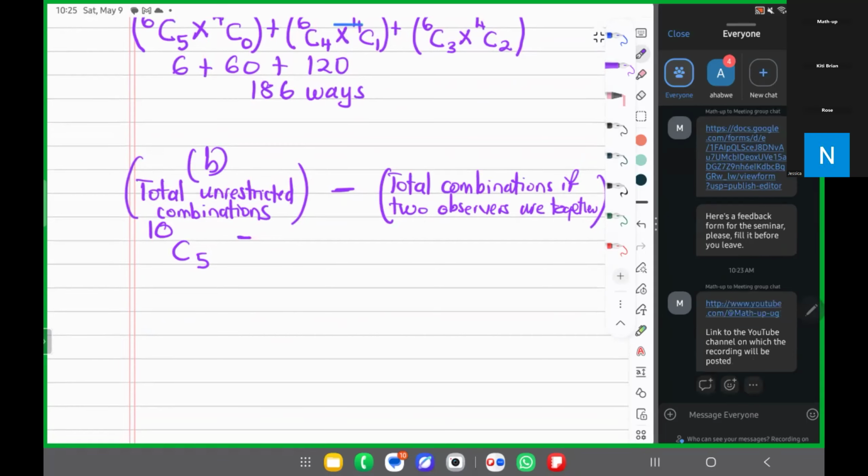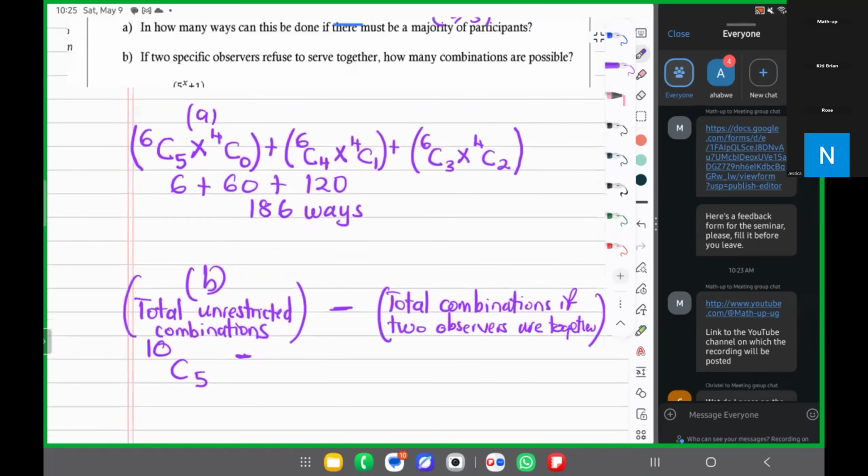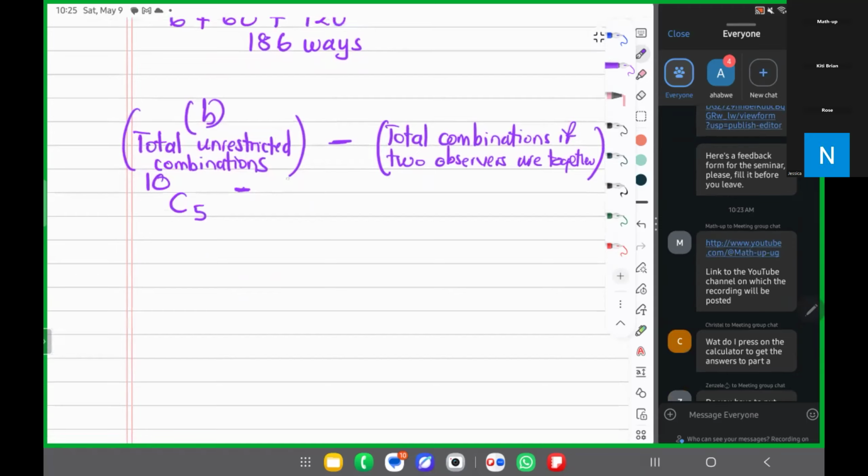Then minus the case where the 2 people in the question who didn't want to serve together are serving together. That's the easiest way you can solve this. In that case, I've already got those 2 people together, so 2 positions are fixed and I'm left with only 8 people to choose from. Out of the 8, I want to choose 3 people to add to the 2 who are already fixed to form my committee. So 10 combination 5 minus 8 combination 3.